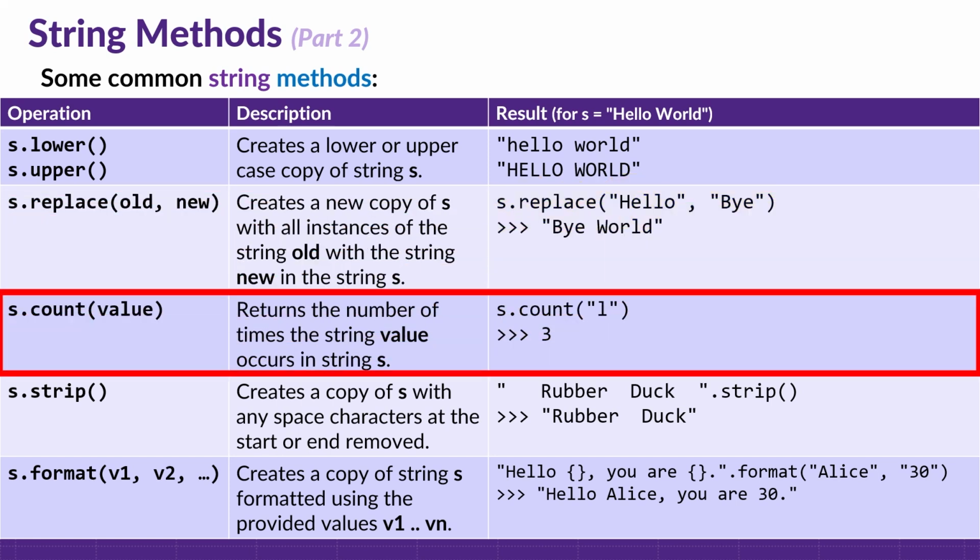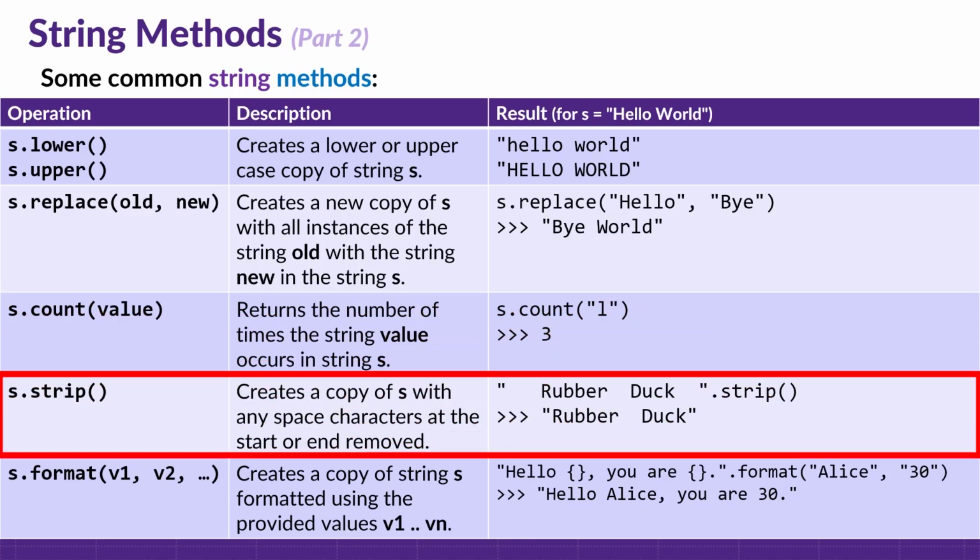The count method returns the number of times the string value occurs in the string s. In the example shown here, we are counting the number of L characters in the string s. So if s is equal to hello world, then the count would be 3, as there are 3 L's in hello world. And I should note that this isn't limited to characters. We can count the occurrences of any substring. That would be any string that occurs in another string.